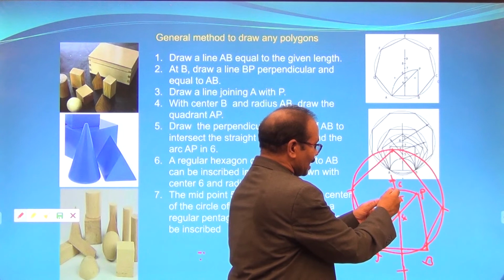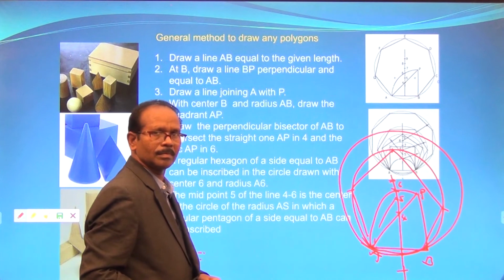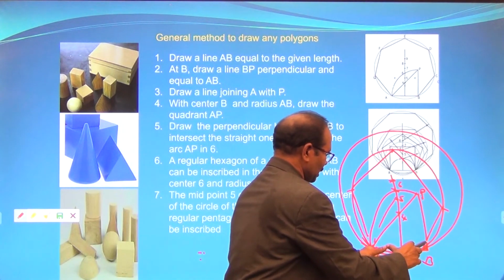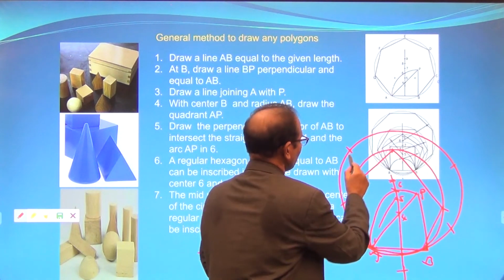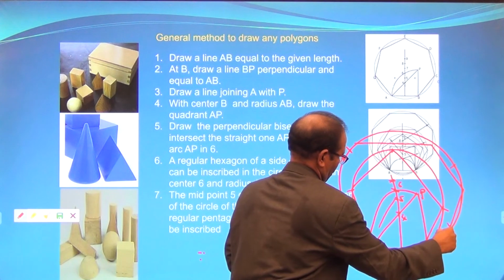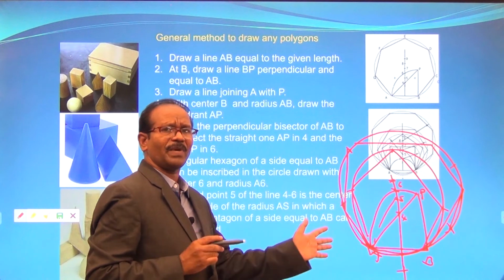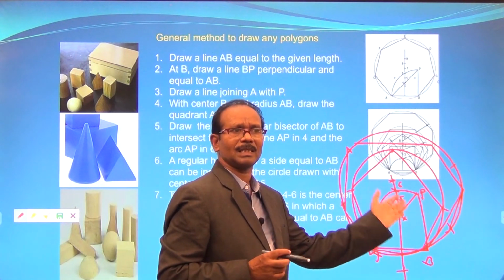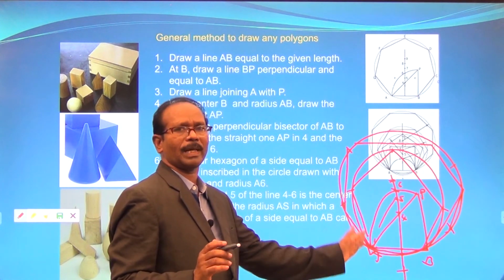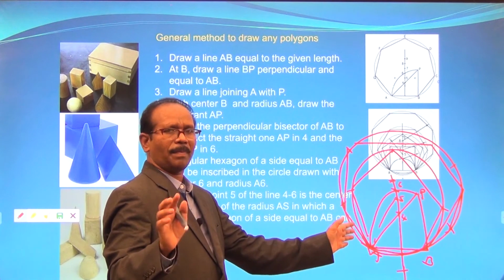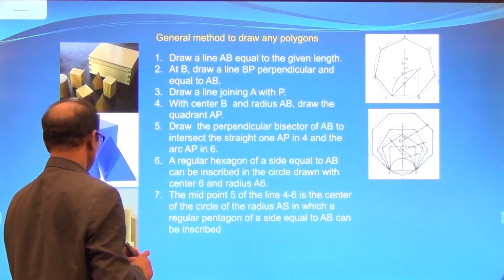Now, with 6 as a center and 6A as a radius, draw one circle. With AB as a radius, cut the remaining points 1, 2, 3, 4. Now join all of them. Each and every polygon can be constructed using this method, which is the general method introduced to draw any type of polygon, right?